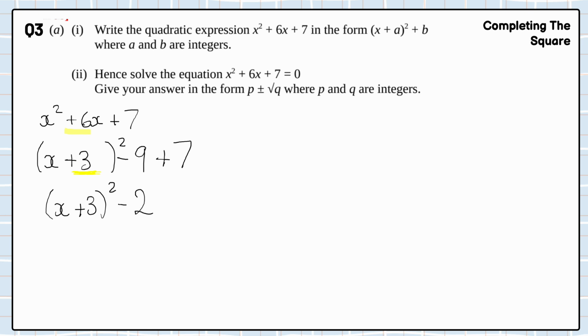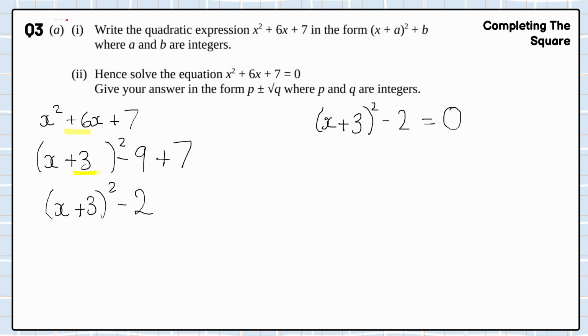minus 2. So then it says, hence, solve the equation x squared plus 6x plus 7 is equal to 0, and give your answer in the form of p plus or minus root q, where p and q are integers. So what I'm going to do first is write our completed the square format. So x plus 3 squared minus 2, and we're going to write it as equal to 0.